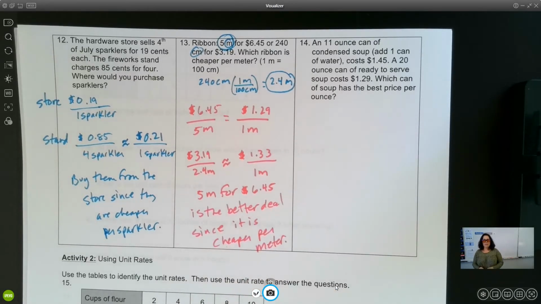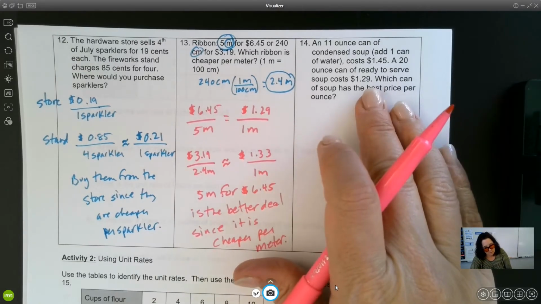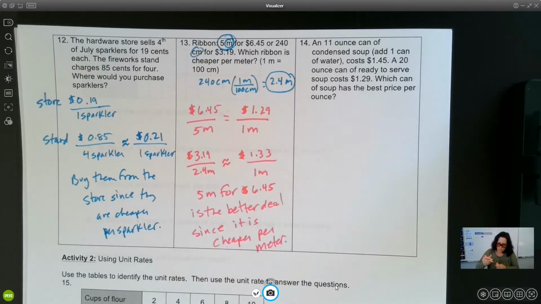Okay, number 14, an 11-ounce can of condensed soup, add 1 can of water, don't be tricked, costs $1.45. Okay, so how many ounces are you really getting for that $1.45? 22, right? If we have an 11-ounce can of condensed soup and you add a whole can of water, that's another 11 ounces, so 22 ounces. That's tricky. I will not be tricky like this on the test. Okay. All right, let me switch back to my blue.